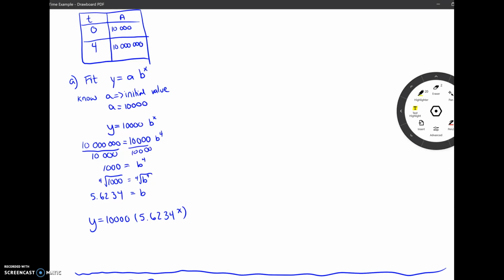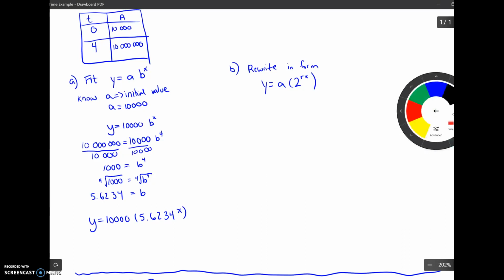The next step in calculating doubling time is to rewrite the equation in the form y is equal to a times 2 to the rx. To do this change, we're substituting b equals 2 to the r. Okay, b we know is 5.6234, and what we're solving for is what that means r has to be equal to.